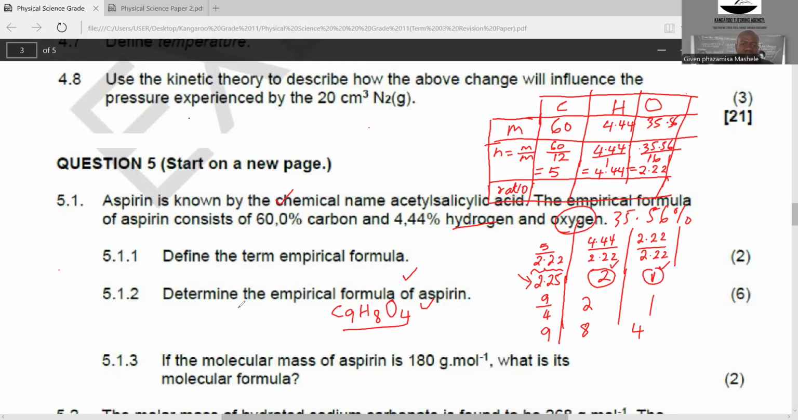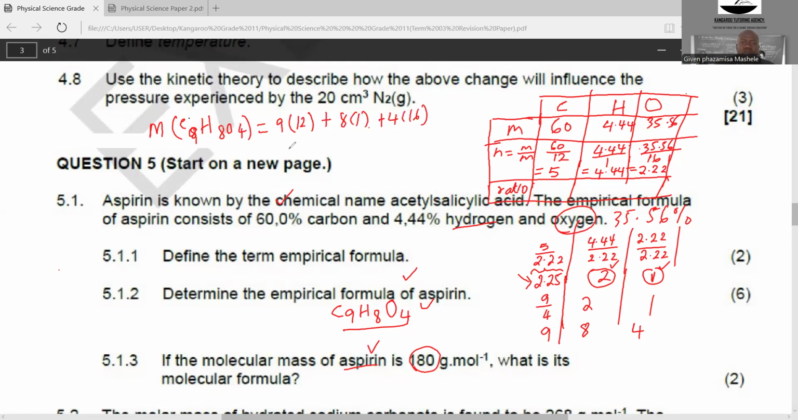Then the next question says, if the molecular mass of an aspirin is 180 grams per mole, what is actually the molecular formula? Remember, this is the empirical. Now we want to get the molecular formula of aspirin. We are already given the molar mass of aspirin, and what we can do is calculate the molar mass of the empirical formula of aspirin. So it's C9H8O4, which will be 9 by 12 plus 8 by 1 plus 4 by 16.